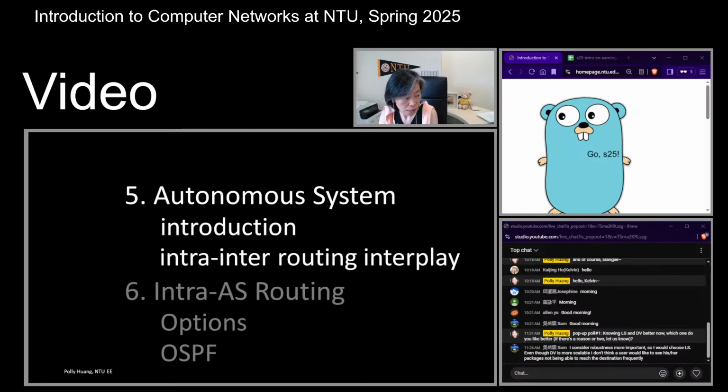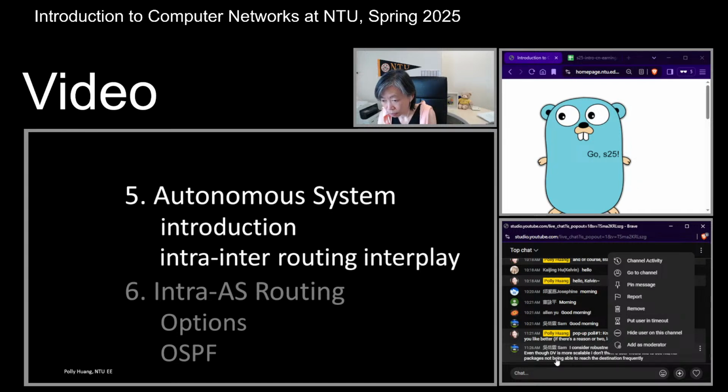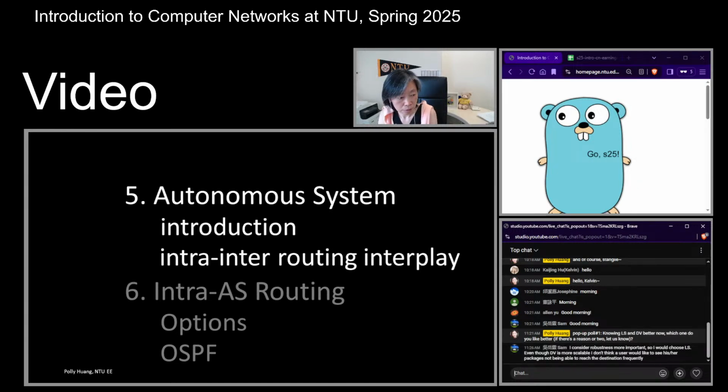Oops. Oh wow. Okay, I get an error message saying OBS.